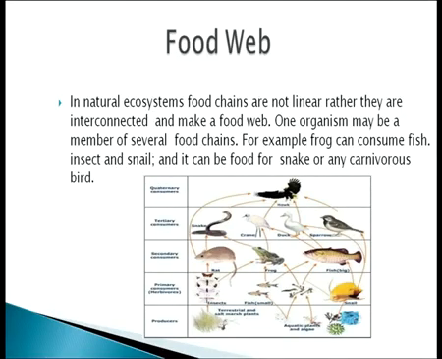In natural ecosystems, food chains are never linear; rather, they are interconnected and make a food web. So, one organism may be a member of several food chains. For example, a frog can consume fish, insects and snails, and it can be food for a snake or any other carnivorous bird in the system.